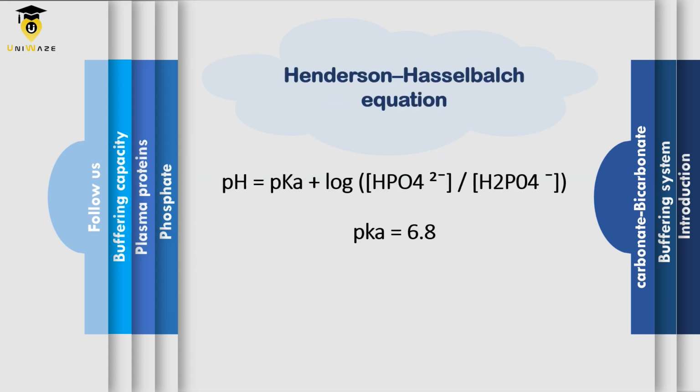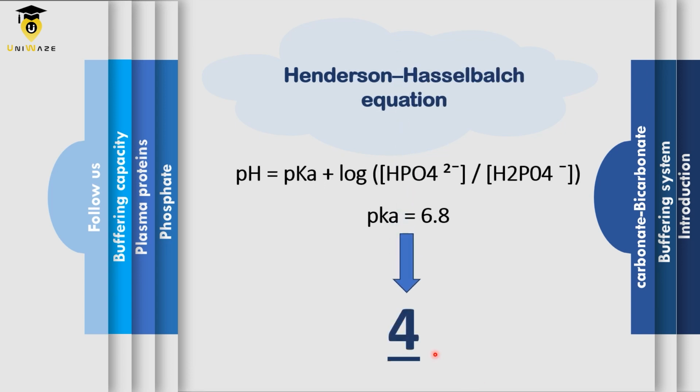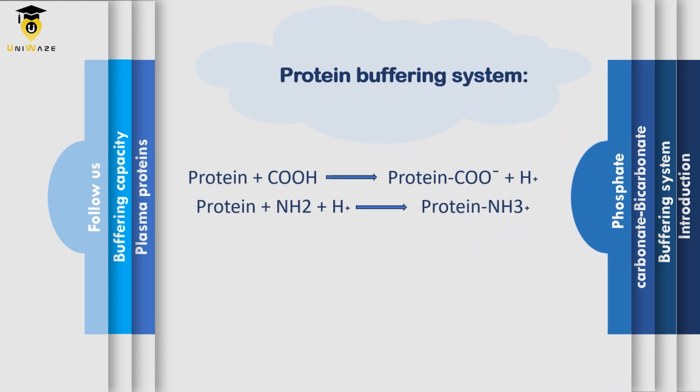If we want to explain the function of this system based on the Henderson-Hasselbalch equation, we should know that the pK value of phosphate is 6.8. In the human body, normal pH is 7.4, which means the ratio in parentheses should be around 4. This ratio would never be changed, and this is the responsibility of the phosphate buffer. All proteins have both amine and carboxyl groups, so they can show buffering specialty, because they act as a receiver and donor of hydrogen ion.